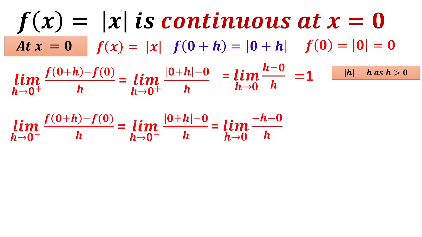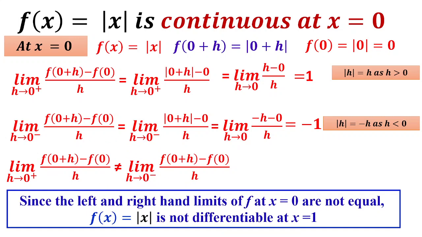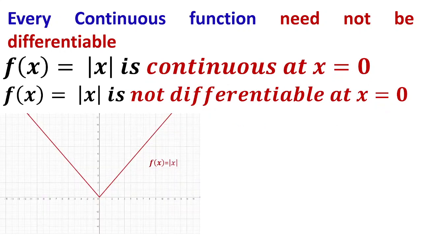But in the other case, that is the left hand side limit, it will be minus h, because mod h is minus h if h is less than 0. That is the basic definition of modulus. Therefore, we are getting minus 1. Left limit is not equal to right limit. Therefore, mod x is not differentiable at x is equal to 0. It is continuous but not differentiable. That is why we made the statement: every differentiable function is continuous, but it is not necessary that every continuous function is differentiable. And mod x is a good example.